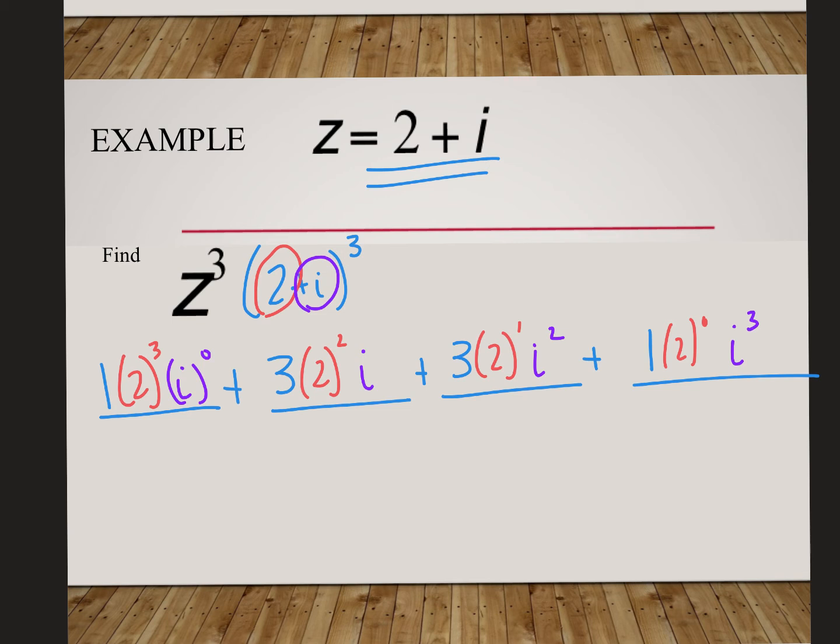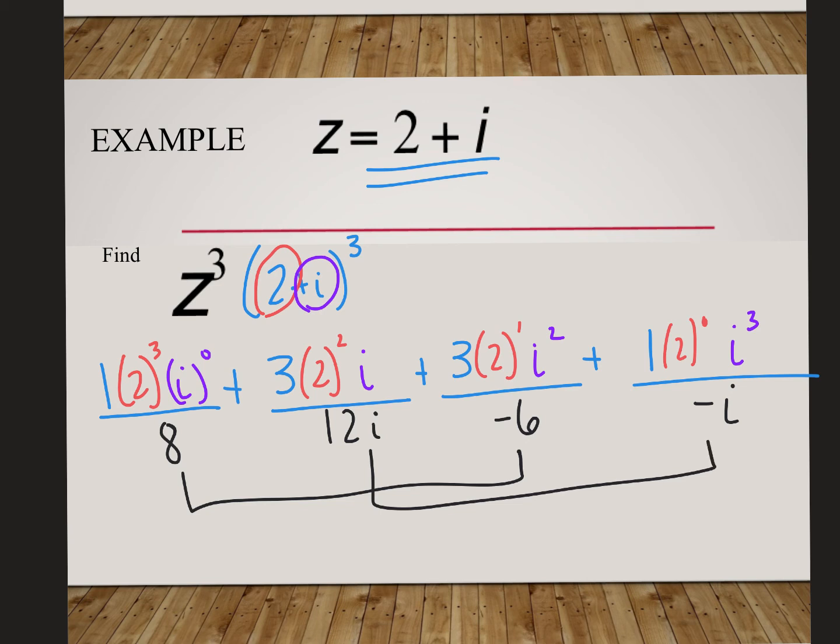Okay, I'm going to leave a lot of that to you. This becomes 8, this becomes 12i, this becomes negative 6, and this becomes negative i. And then when I simplify, and put the real ones together and the imaginary ones together, I get 2 plus 11i.